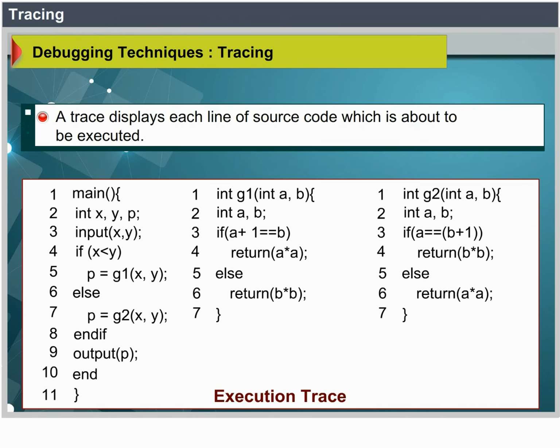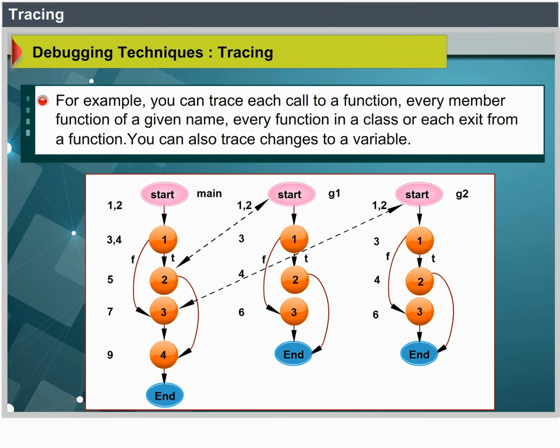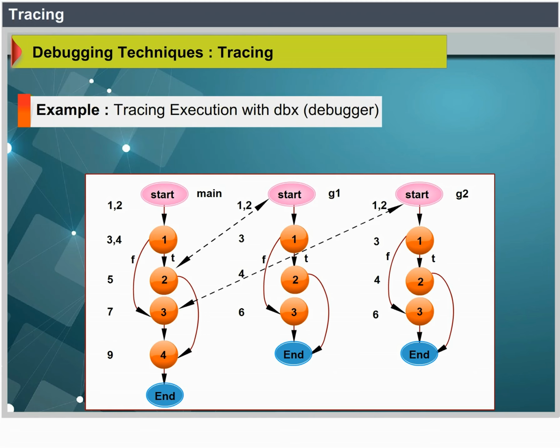A more useful trace applies a filter to display information about events in your program. For example, you can trace each call to a function, every member function of a given name, every function in a class or each exit from a function. You can also trace changes to a variable. Example, tracing execution with the dbx debugger.